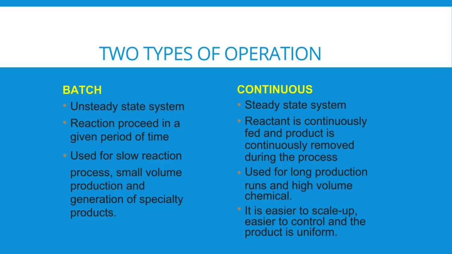Continuous reaction occurs in steady-state system configuration where reactant is continuously fed and product is continuously removed during the process. Continuous reactor is suitable for long production runs and high-volume chemicals. It also is easier to scale up, easier to control, and the product is uniform.